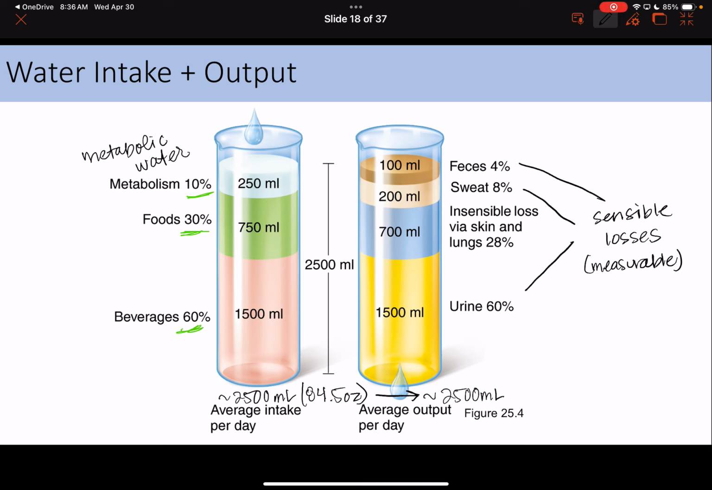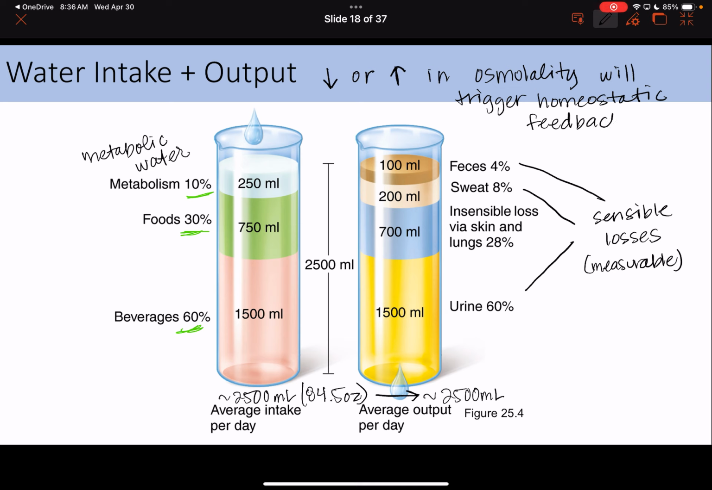And so either a decrease or increase in osmolality or concentration will trigger a homeostatic feedback mechanism. Can I erase this little thing that says sensible losses? Okay.